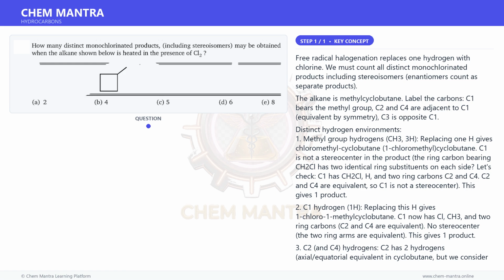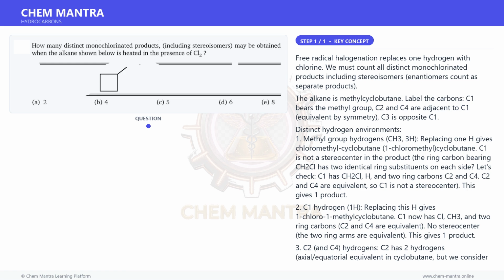Perhaps in the methyl chlorination product, chloromethylcyclobutane, C1 becomes a stereocenter? C1 of the ring has CH2Cl, H, CH2 to C2, and CH2 to C4. The C2 side and C4 side are mirror images through the ring, making them equivalent, so it's not a stereocenter. One product. Re-examining C3, cis gives meso, 1, trans gives two enantiomers. Total from C3 is 3. Total is 1 plus 1 plus 4 plus 3 equals 9.